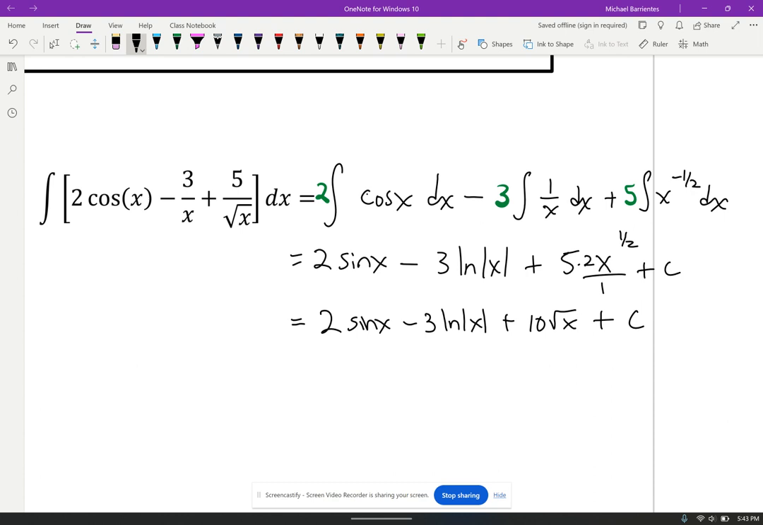antiderivative. We'll come back in the next and we'll kind of wrap it up for reals this time.